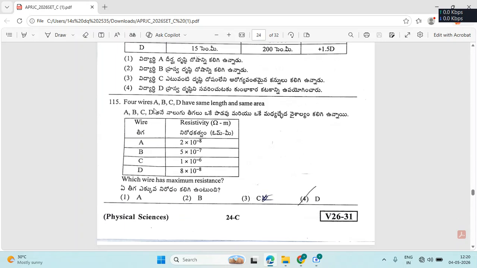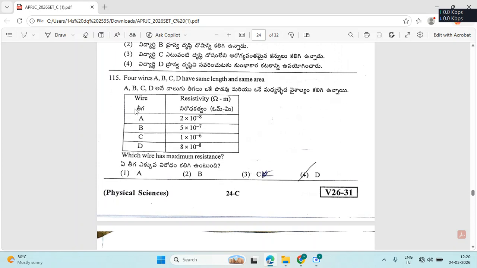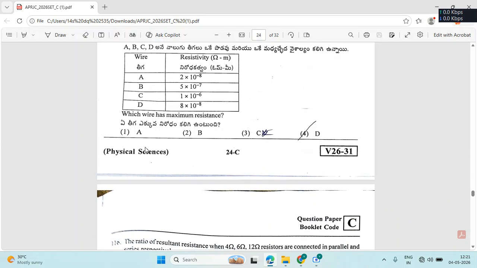Four wires A, B, C, D have the same length and same area. Their resistivities in ohm meters are: for A, 2 into 10 power minus 8; for B, 5 into 10 power minus 7; for C, 1 into 10 power minus 6; for D, 8 into 10 power minus 8. Which wire has maximum resistance? A, B, C, D. The correct option is third and the answer is C.